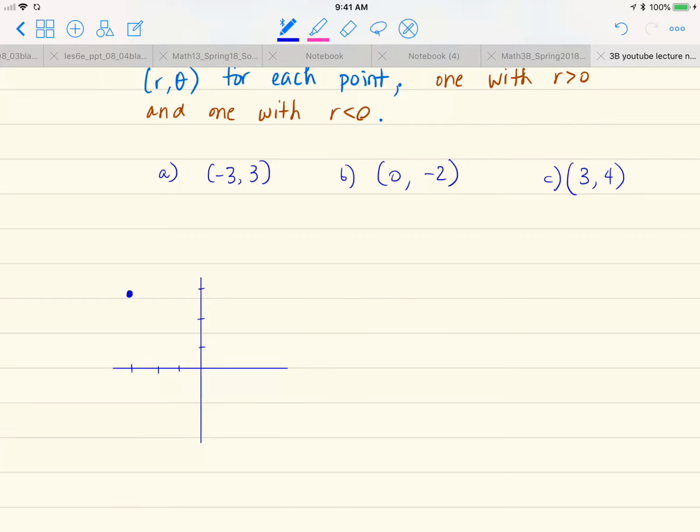In order to figure out my r and theta, I need to know what is the distance. So r is going to be the distance between the point and the origin. And then theta is going to be the angle. Okay, so what is this distance?